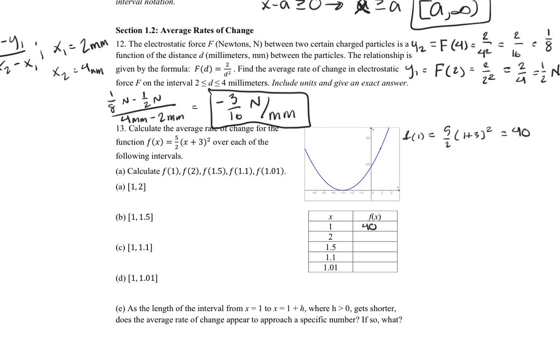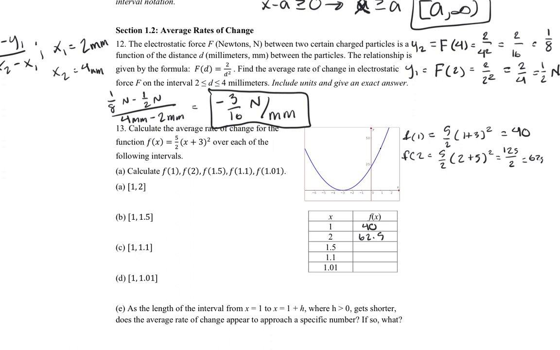All right, and then for f of 2, it's going to equal 5/2 times 2 plus 3 squared, which equals 125 over 2, or if you want to put it in decimal form, that's going to be 62.5. So we'll put that down here.